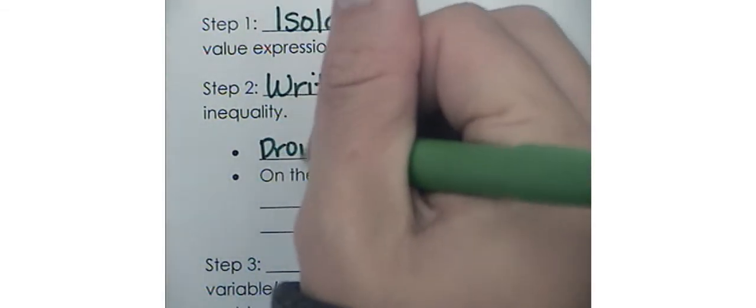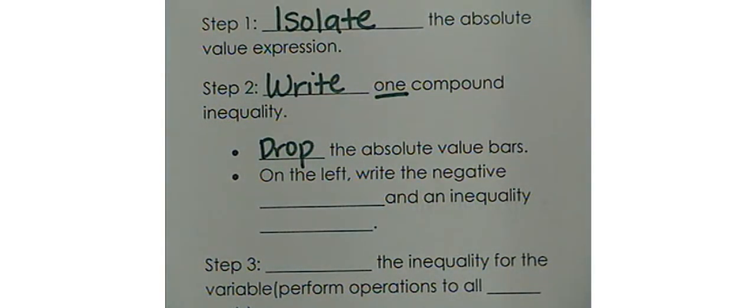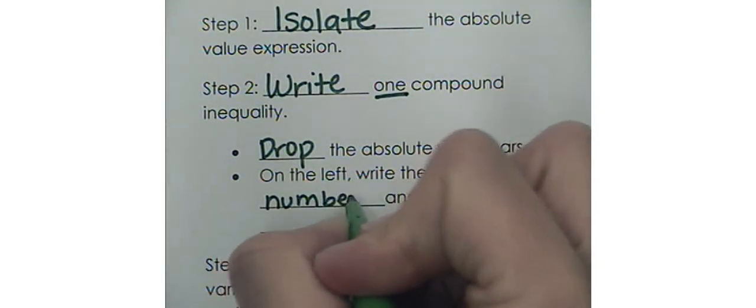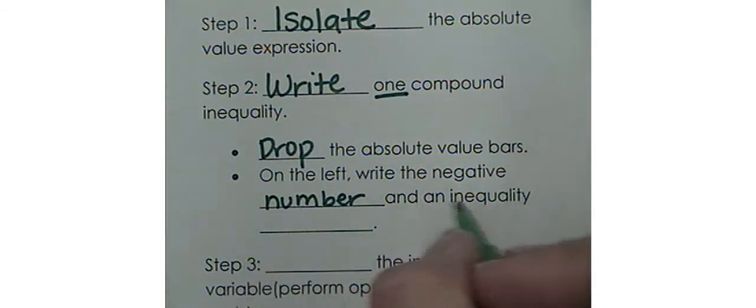And we're going to start by dropping our absolute value bars like before. Rewrite everything that we're left with. And then on the left-hand side, we're going to write the negative number. And then we also need to write in our inequality sign.